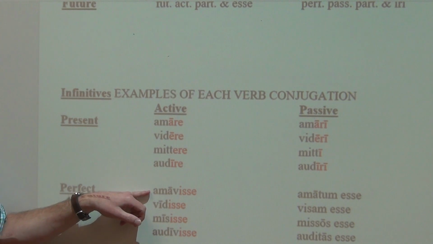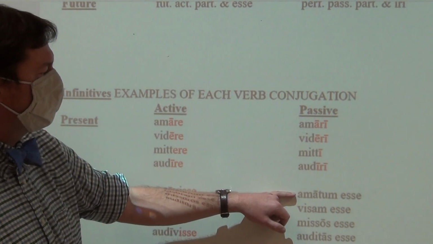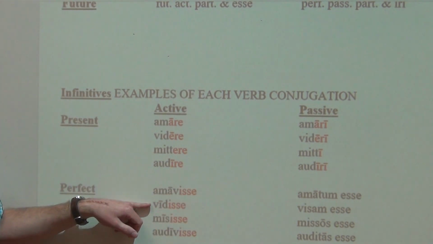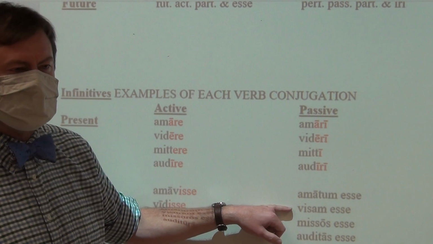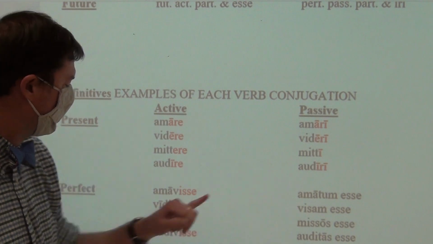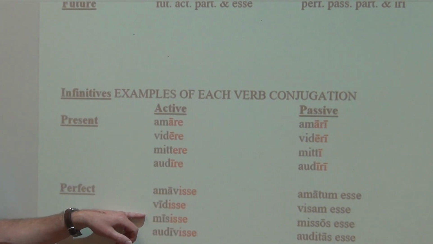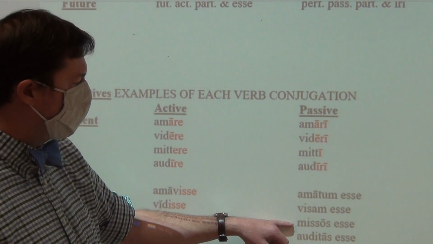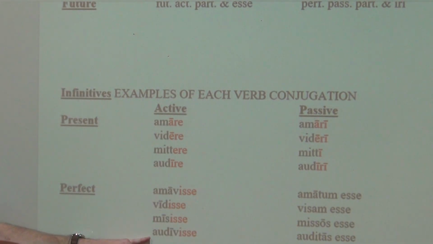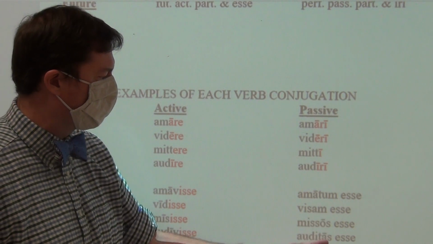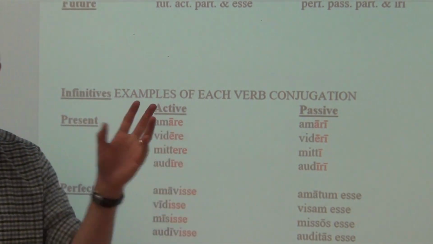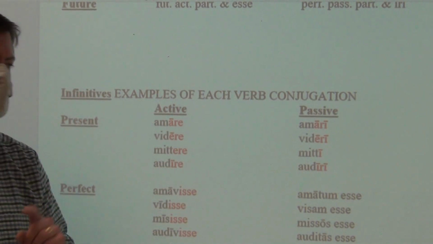Amavisse, to have loved, amatum esse, to have been loved. Vidisse, to have seen, visum esse, to have been seen, or to have seemed. Misisse is to have sent. Missos esse is to have been sent. Audivisse, to have heard. Auditas esse to have been heard. Note, accusative, accusative, accusative, accusative. Why do I put an accusative ending? Because if it were to have a subject, it will have an accusative subject.